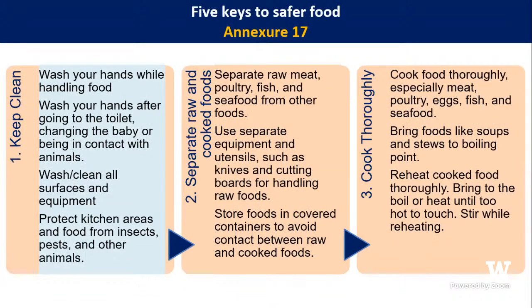So these are the keys to safer food. Simple. Keep your hands clean, keep the surfaces clean, protect the kitchen areas and food from insects and pests, keep them covered. Separate raw and cooked foods. Cook thoroughly. Cooking would actually kill a lot of pathogens like bacteria and viruses, which may sometimes be present in the food. So if we are heating them, heat them thoroughly so that the food becomes safer to eat. Next slide, please.